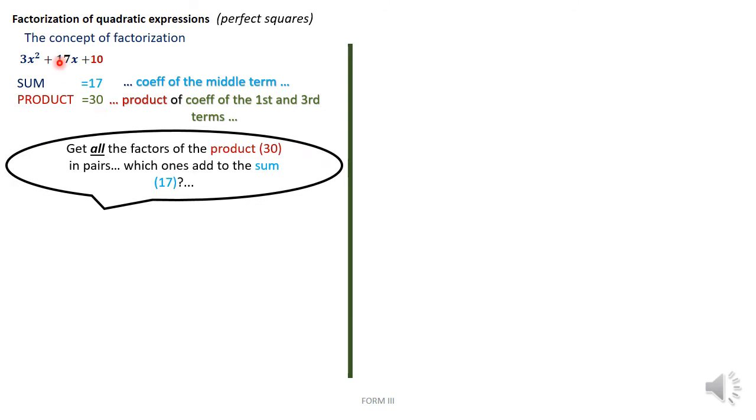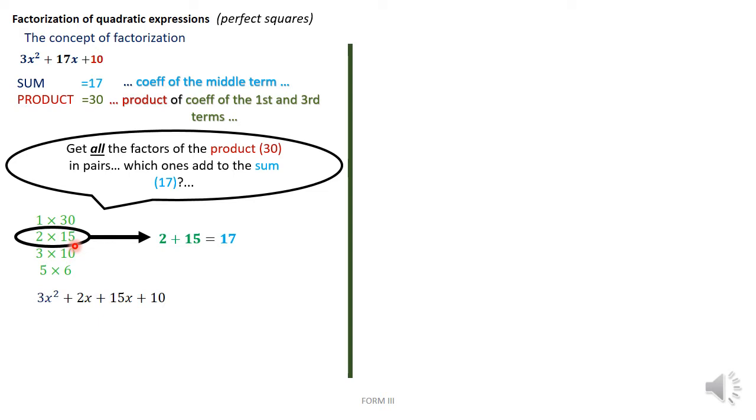Now, we are supposed to get all the factors of the product, that is 30, in pairs. That is to mean we have pairs of numbers which, when you multiply both of them, you get 30. We're going to list all of them and then ask ourselves which ones in that pair add to the sum. Our sum was 17. So we have 1 times 30, 2 times 15, 3 times 10, 5 times 6. All of these multiplied together would give us 30. And these are the only pairs there are. So the question is, which of these pairs add up to 17? Obviously, 2 plus 15 gives us 17.